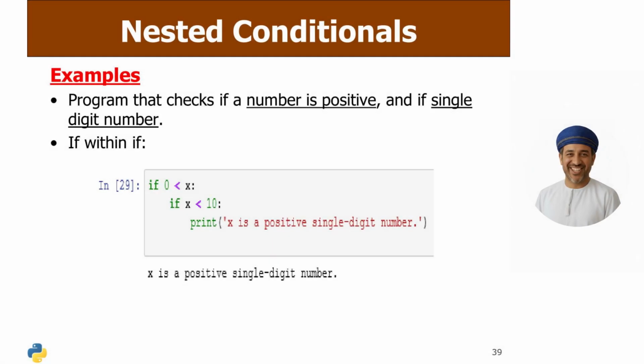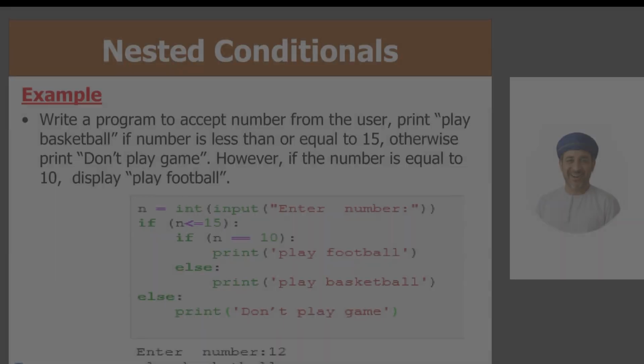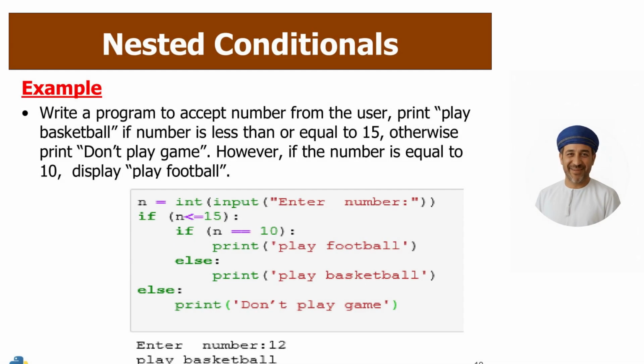Consider a program that checks if a number is positive and a single digit. First, verify if the number is greater than 0. If true, check if it's less than 10. This nested conditional structure efficiently determines if a number is both positive and a single digit, demonstrating the power of nested conditionals in programming.